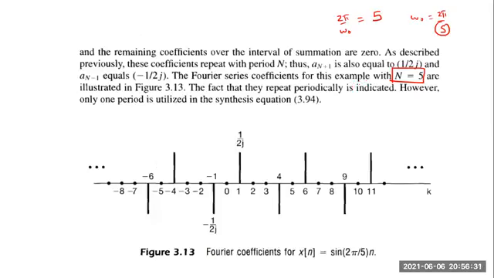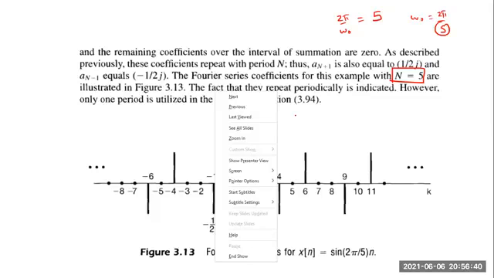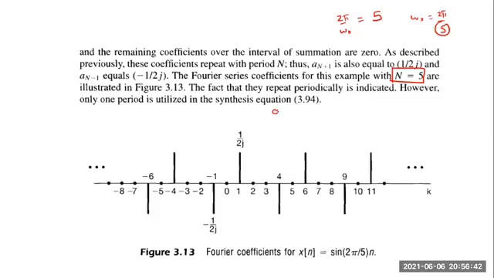So if you plot this signal, you can see these are the Fourier coefficients. In this graph, we are plotting Fourier coefficients ak as a function of k. So we have a1. You can see we have one straight line with a value equal to 1 over 2j. So this is a1. And then we have another coefficient which is k equal to minus 1. And you can see that this is minus 1 over 2j. So this is a minus 1.